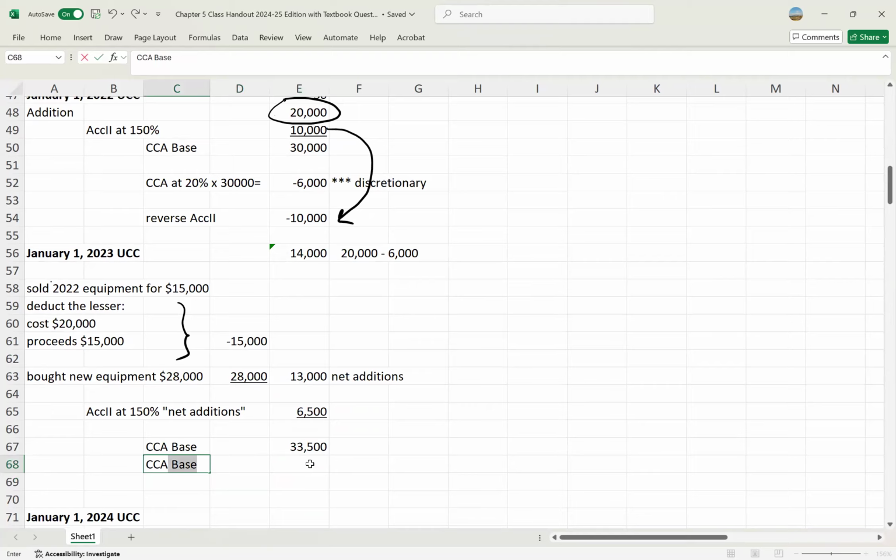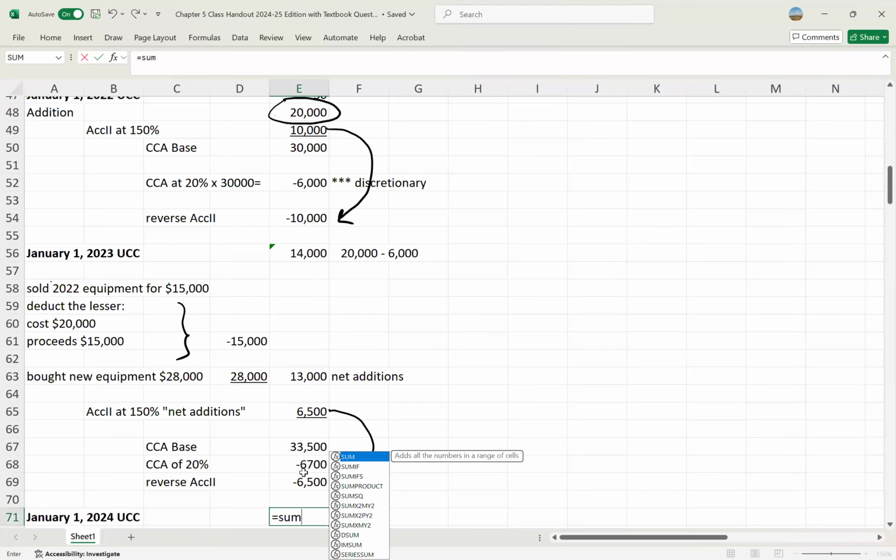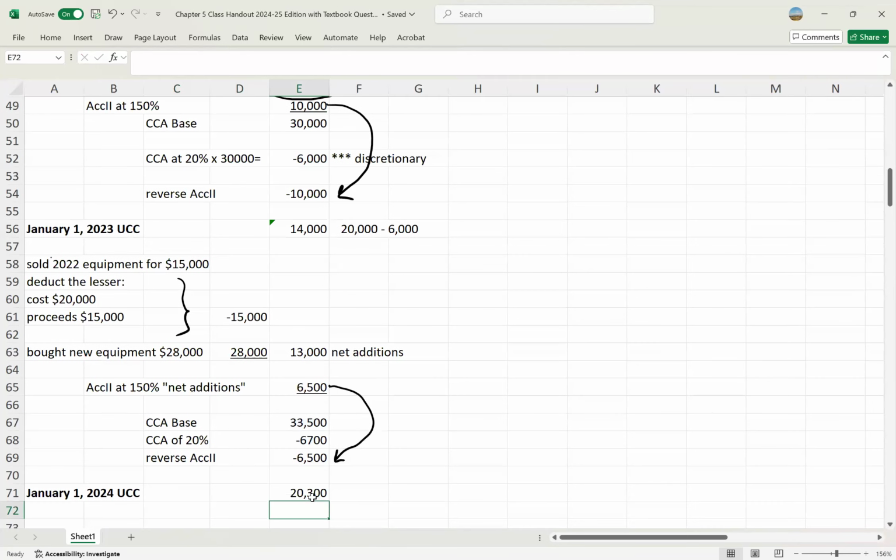What we will then do is take CCA of, what was it, 20%. This is Class 8. So 20% of 33,500 is going to be 6,700. And then remember that adjustment that we made above for that 50%, 6,500. We have to remove that because this adjustment was only done to calculate our CCA. And then the balance going into next year is going to be 20,300.